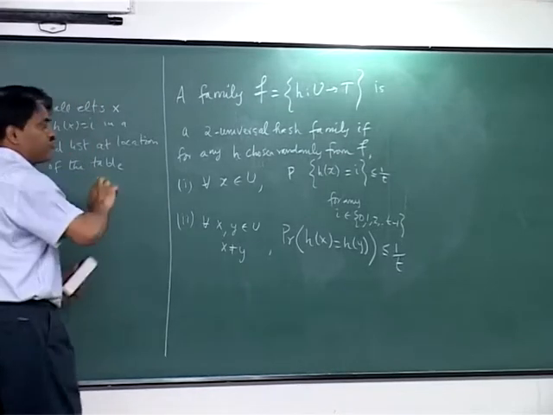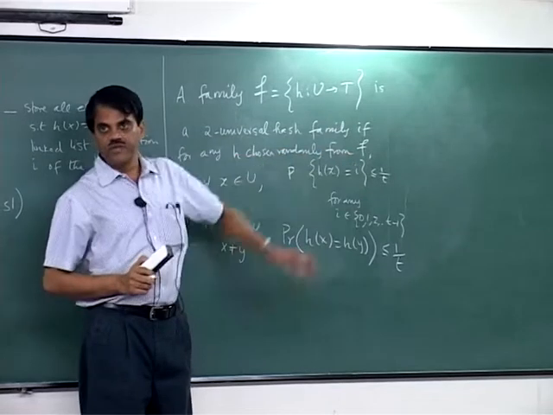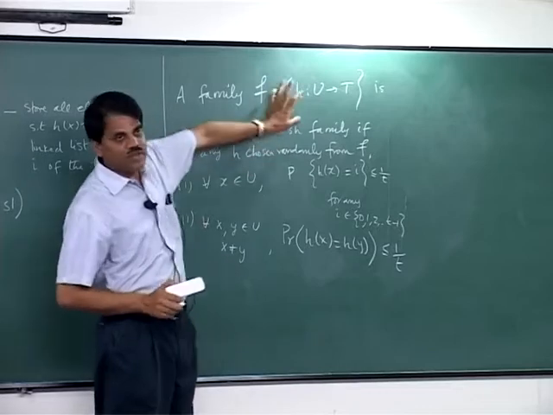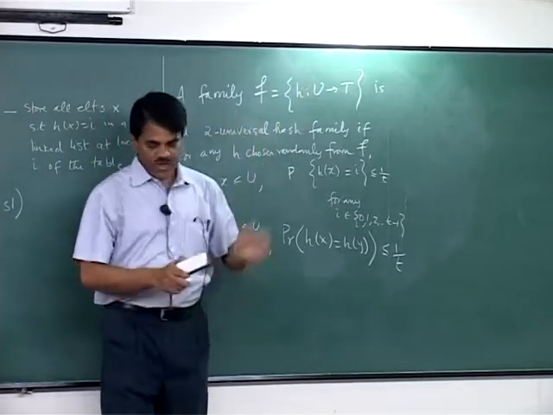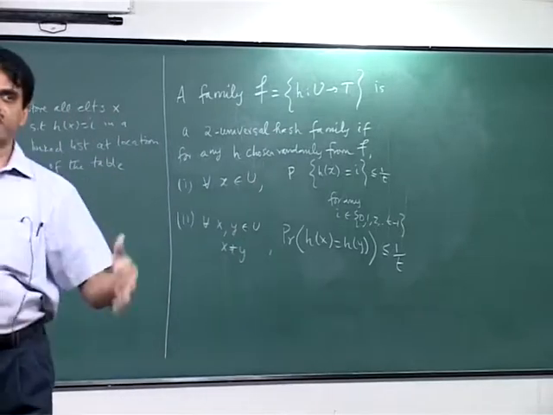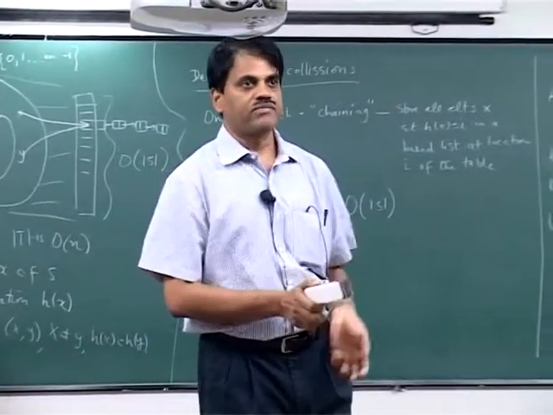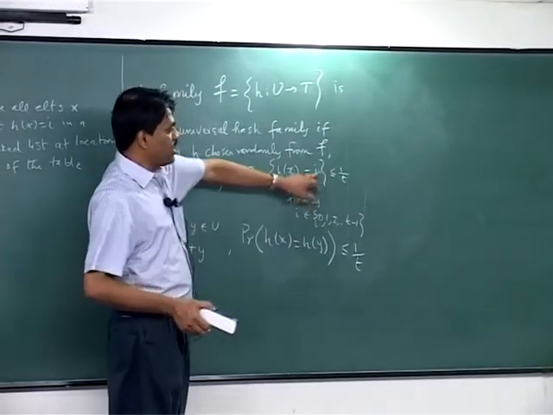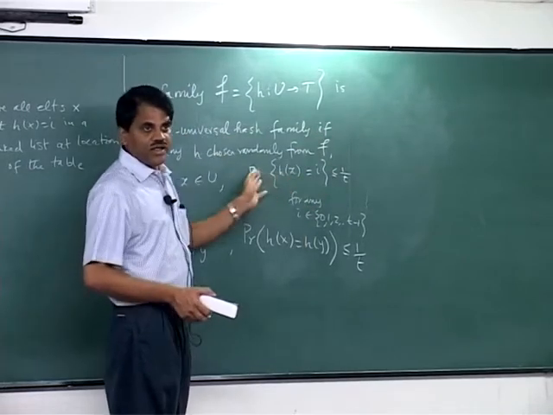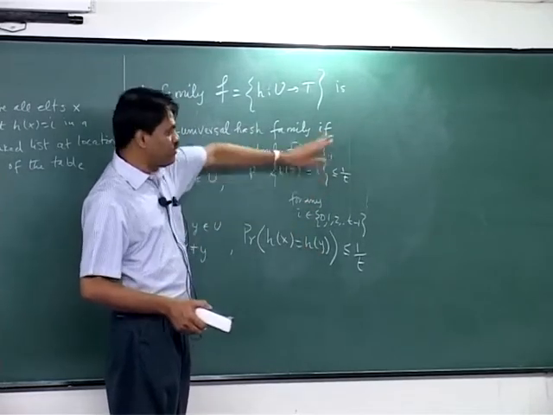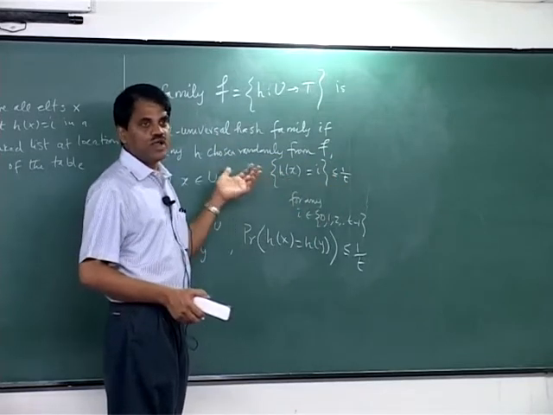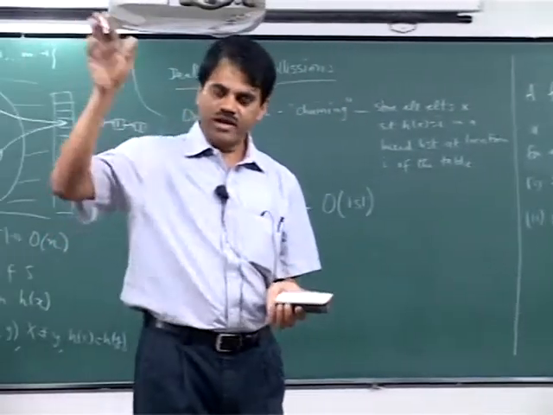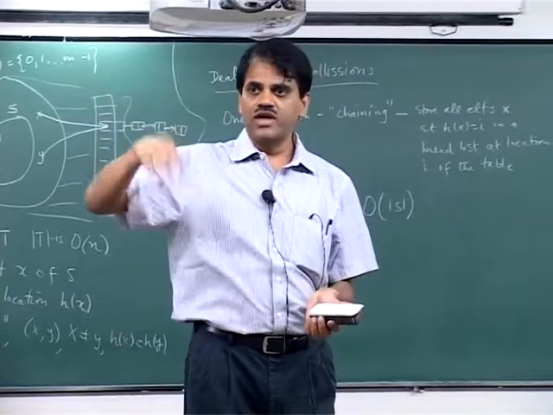So I have this family F which has a lot of functions from U to T, and I call it two universal if you pick, suppose I randomly pick a hash function from here. Randomly meaning I look at the number of hash functions, throw a die, whatever value comes, I pick that hash function. Then if you give me any element x and a location i in the table, then x is mapped to i with probability at most 1 over T. So it's playing the role of a uniform hash function: it looks at a location and an element and throws it into any of the locations with equal probability.